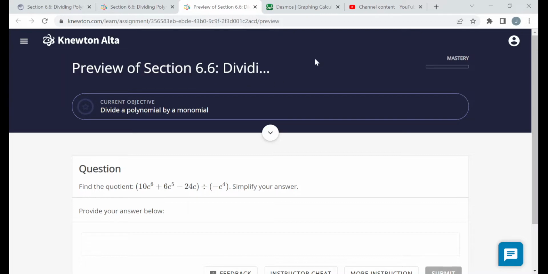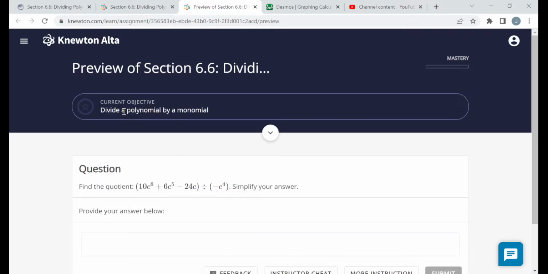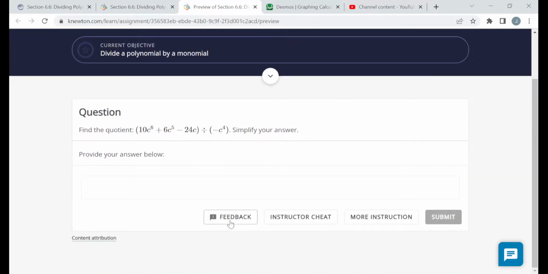Alright, on the assignment page you should be seeing the title, the mastery bar telling you how far along you've gotten, and the objectives. And it looks like there's only the one objective for this assignment. And then under the current objective there should be a question related to that objective, and at the bottom of every question you should see a feedback button where you can send feedback to Knewton if you wish. Alright, and you will not have this instructor cheat button. This is for instructors only.